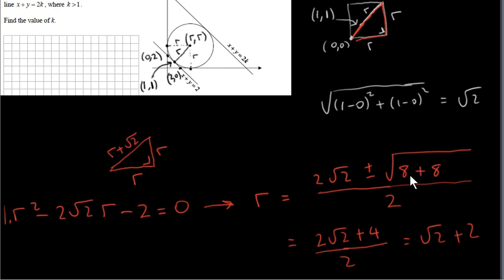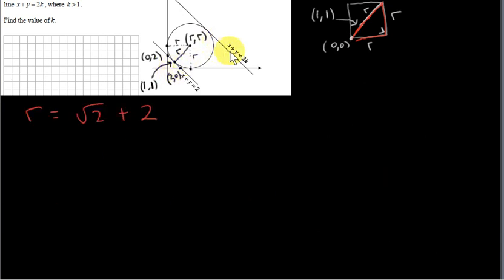If we took the negative square root, we would have root 2 minus 2. Now root 2 minus 2 is negative. It's less than 0, because root 2 is less than 2. So then r would be negative, and that doesn't make sense. r is meant to be the length of the sides of this right angle triangle. So we can forget about the negative square root. So this is the valid answer for the radius of the circle.